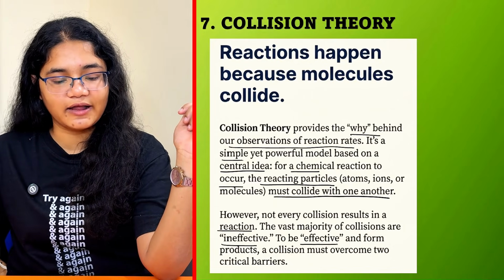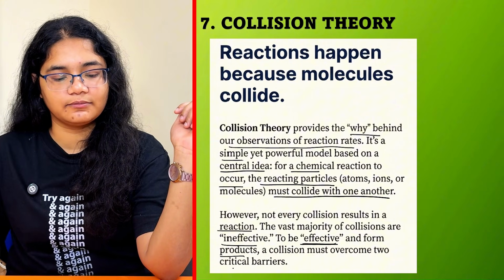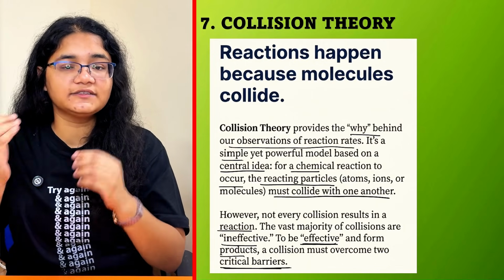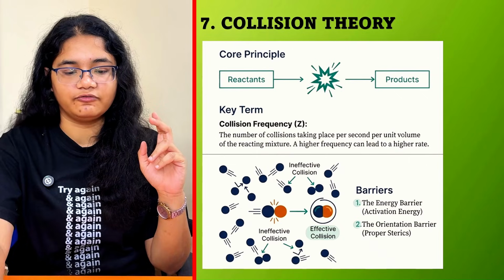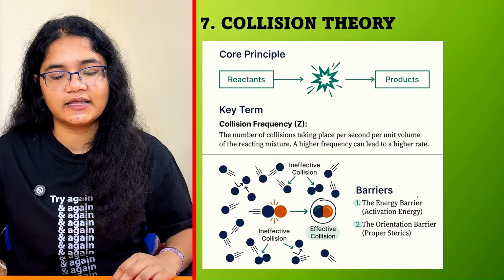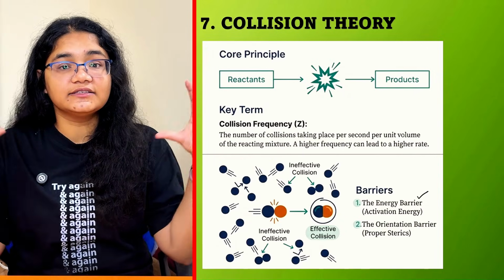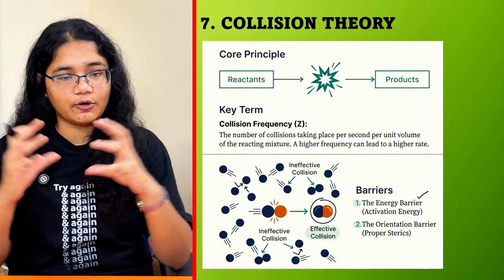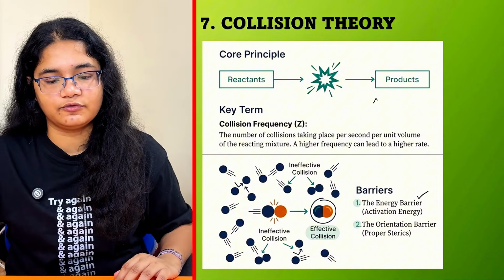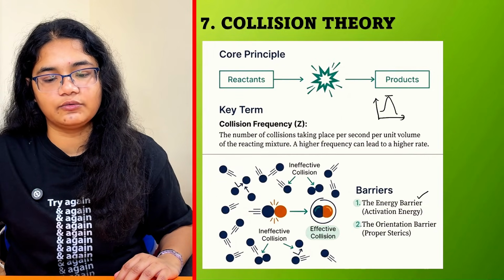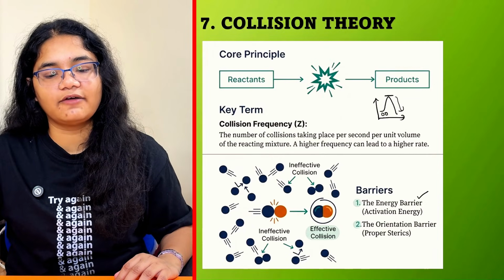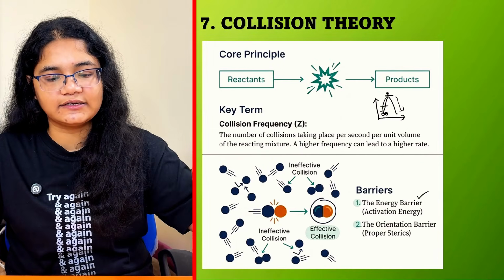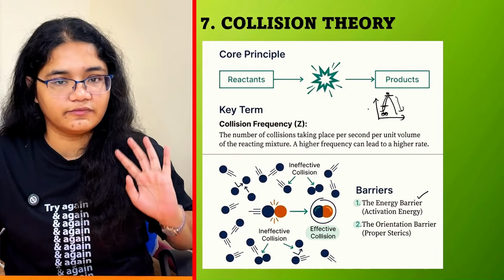But yes, there are certain effective collisions that form the products, and a collision must overcome two critical barriers. To consider a collision effective, so that it can form the products, two important criteria need to be fulfilled. The first criterion is the energy barrier. When they collide with each other, they should have sufficient energy to cross the activation energy. If you see the Arrhenius equation graph, you need to reach here, and after that the product will form. So if I have two reactants, they must collide in such a way that their energy reaches this value or more. If their energy is less than the threshold energy, then the reaction will not happen. It's the first thing.